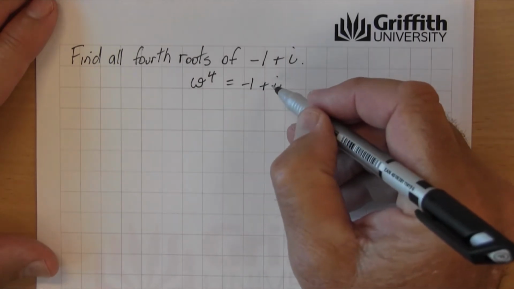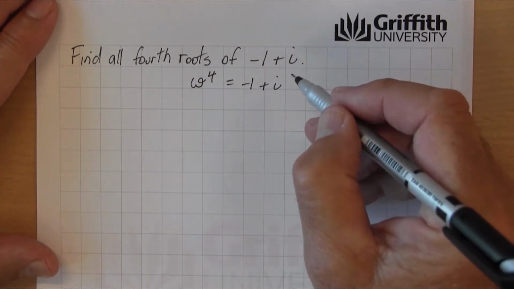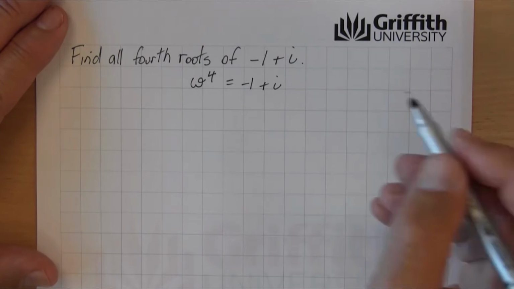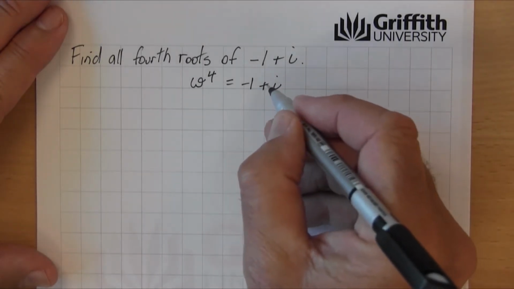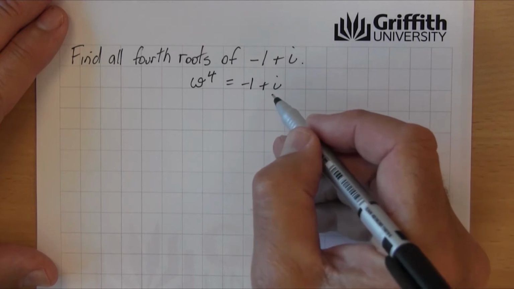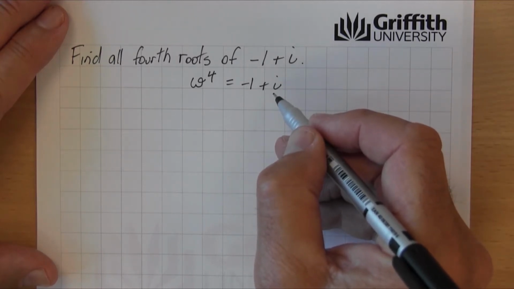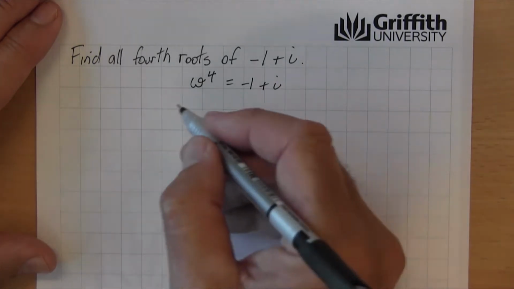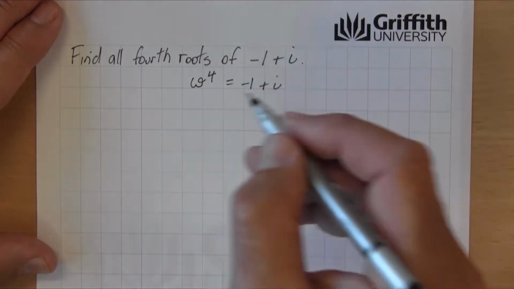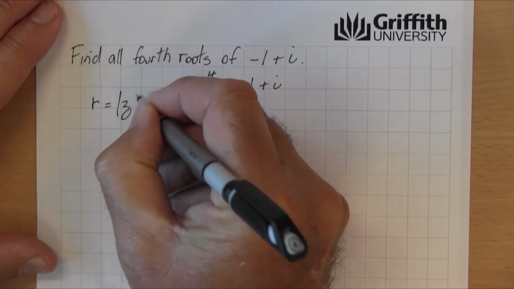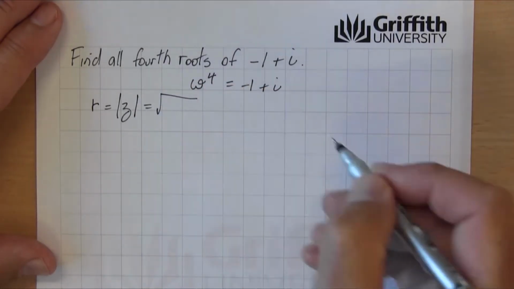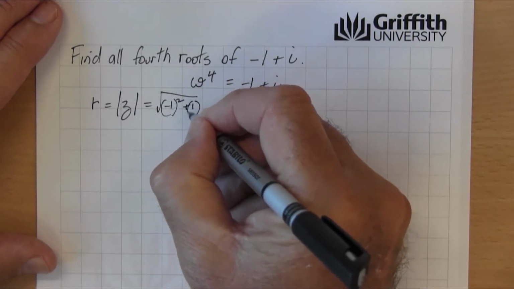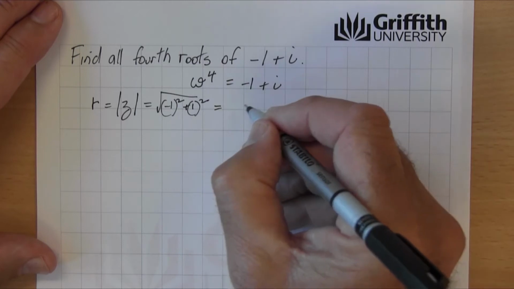The first thing, this will be our z, and we need to express it in the terms of re to the i theta. So we've got to find out what this is. This is presently in Cartesian form. We've got to actually convert this into polar form. So the first thing is to find r. R is equal to mod z, and that's the square root of minus 1 squared plus 1 squared, so that'll be equal to root 2.